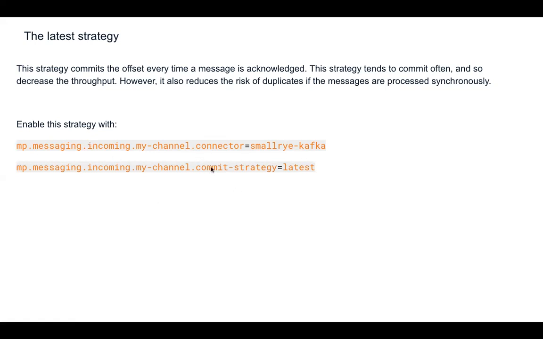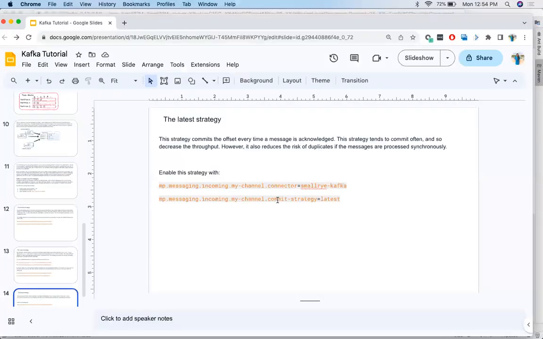How do you enable it? You have the commit strategy property. Set it to latest. All right. Now, let's do some action. Let's see some actual code of running Kafka.